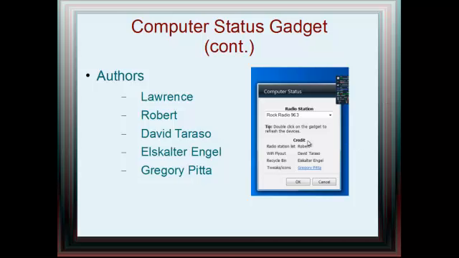And he has credited these four people here for the little bits that they helped him with. Robert for the radio station list, which I think he did a really good job at finding a good variety of radio stations. David Tarasso did the Wi-Fi flyout, and I'm not sure how to spell Mr. Engel's first name, or say his first name, but I'm assuming it's a guy. He did the recycle bin, and the tweaks and icons was by Gregory Pita.